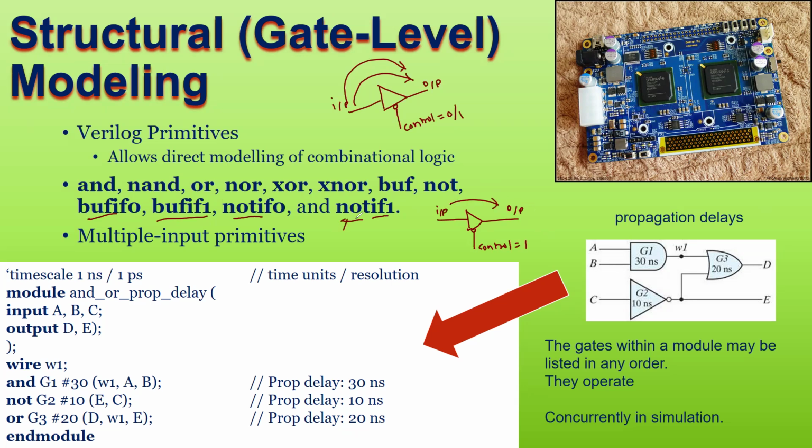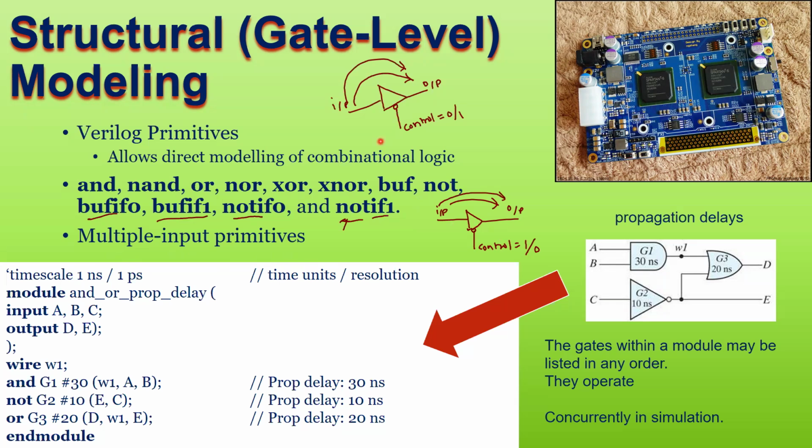Or in this case, when your control is equal to 0, when the input is connected, then the input gets connected to the output. So this is how you can see these inbuilt primitives are quite useful in Verilog, and we can use them directly. They are multi-input primitives. It means they can have one input, two inputs, three inputs, and any number of inputs.